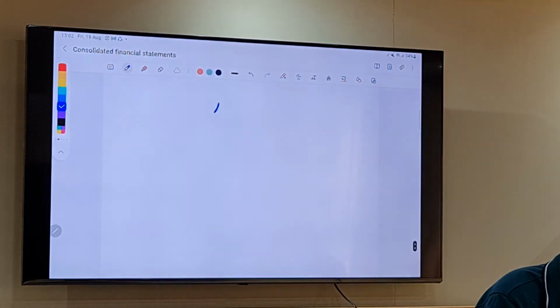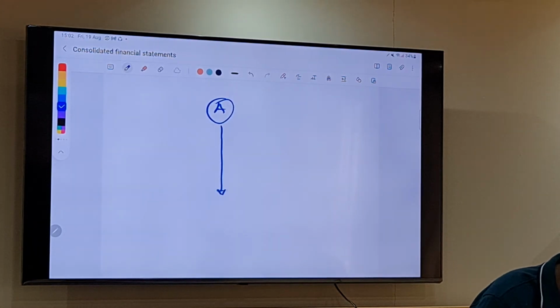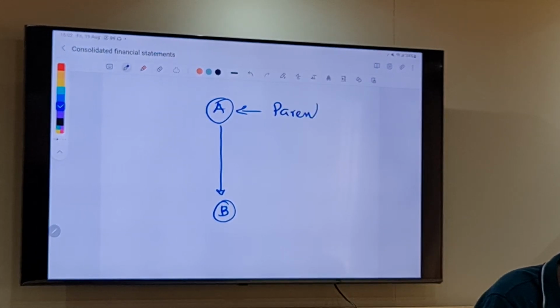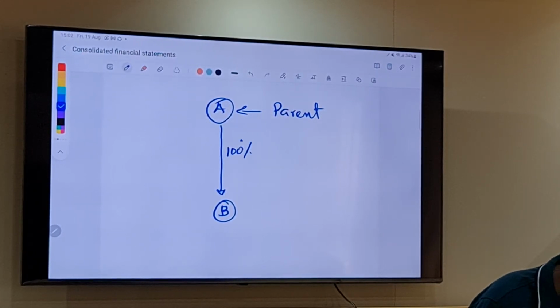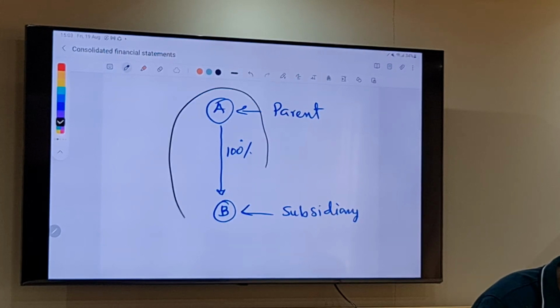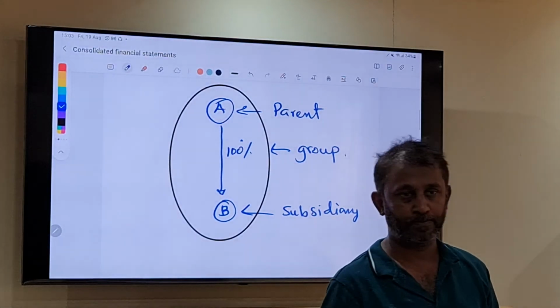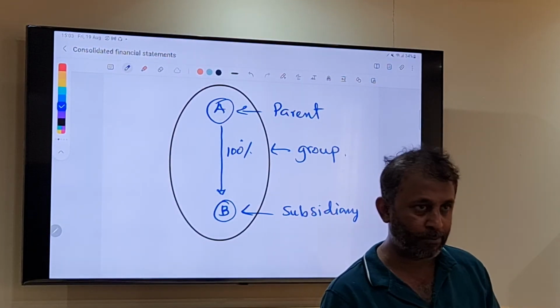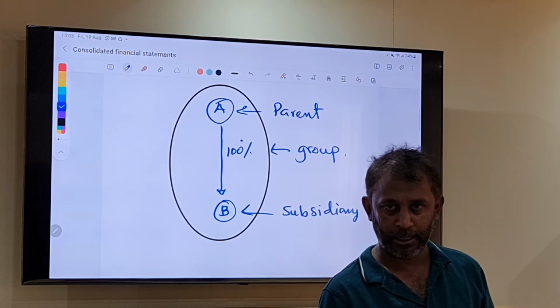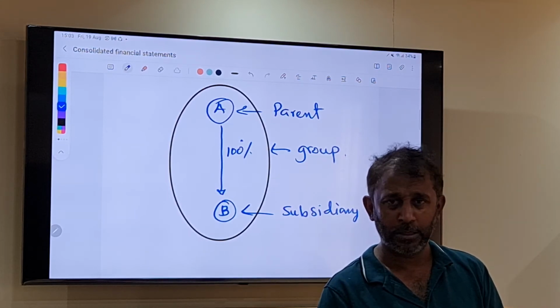So now, this is the parent, with 100% ownership, and this is the subsidiary, and together we name it a group. So you have a parent company, you have a subsidiary company, and together we call it a group.